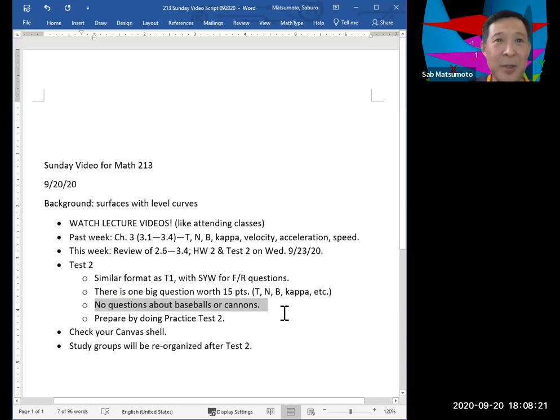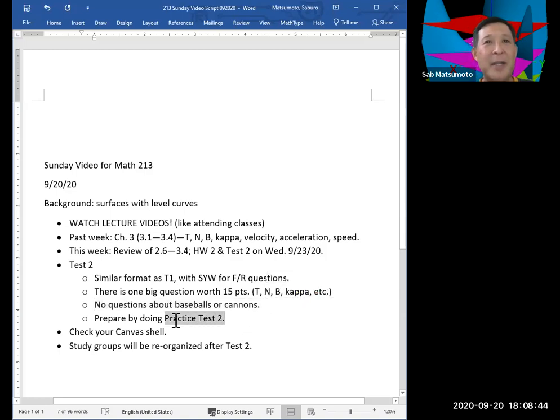So I'm just going to tell you on this test, you don't have to do any questions involving the flight of a baseball or cannonballs. So I'm just going to let you know, don't worry if you're concerned about, hey, I don't know exactly if I can do those baseball questions about whether this is a home run or not. Don't worry about that.